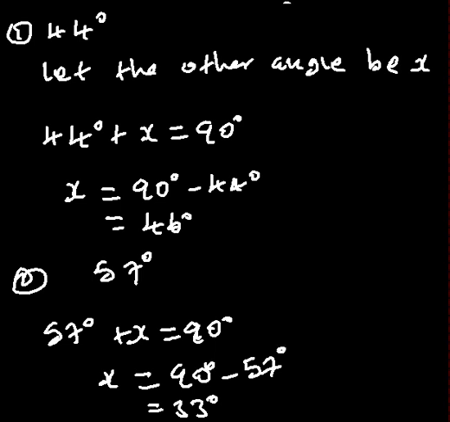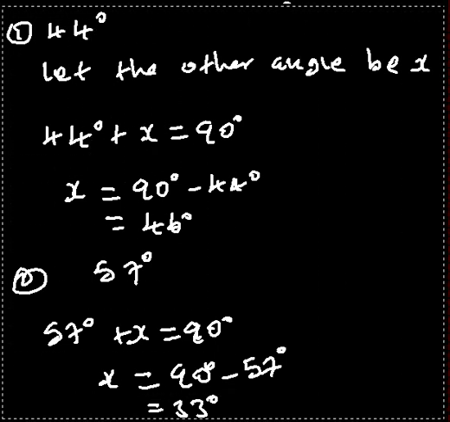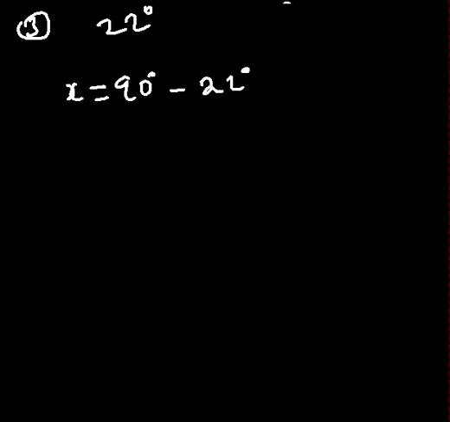So that's what we call the complement of 57 degrees. In other words, let's say we are given 22. According to the principle, you just have to say x is equal to 90 minus 22. It is the same, but it is good to first show that you know what is happening. You may just say let the other angle be x, and do what is necessary. That's something great.